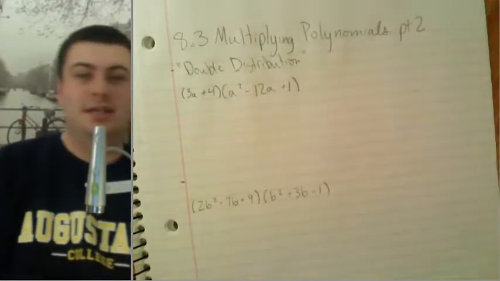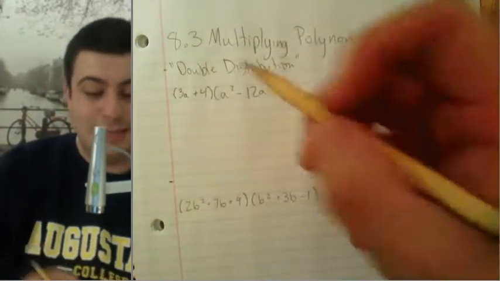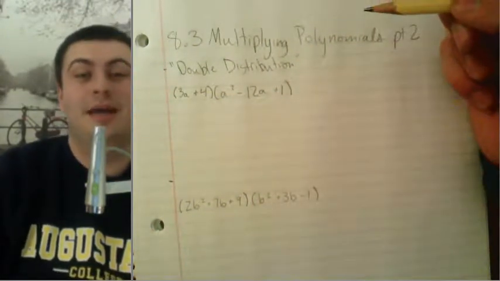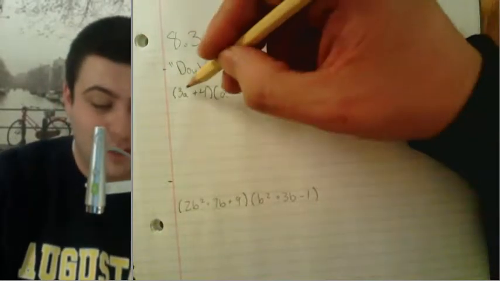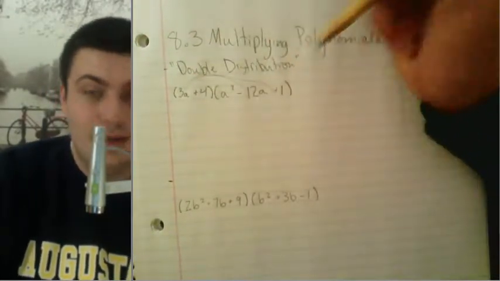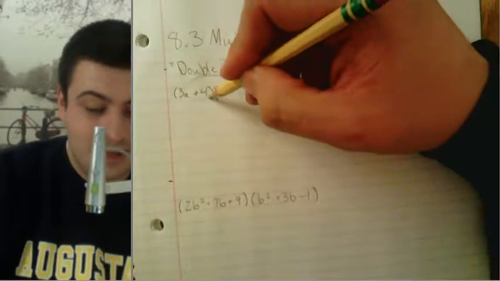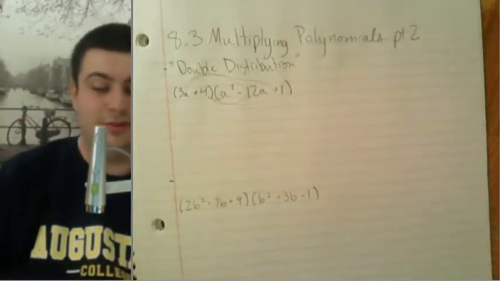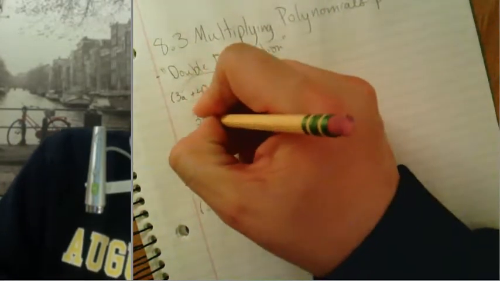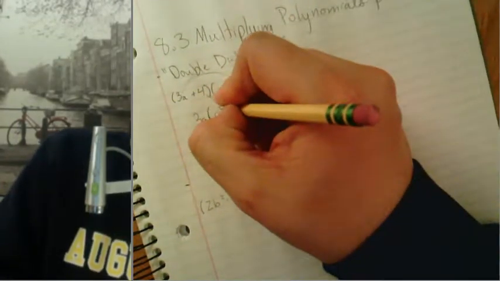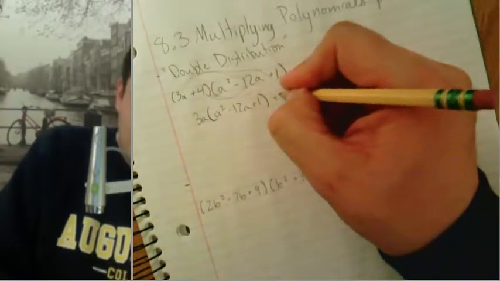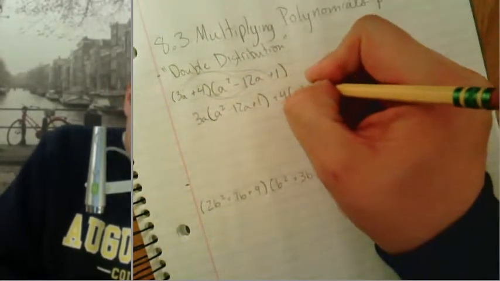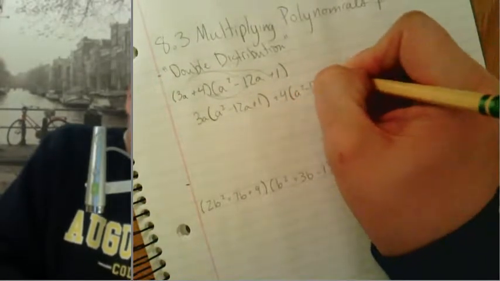Double distribution. And what do I mean by this? We're going to take this binomial, 3a plus 4, and distribute both of those terms over a squared minus 12a plus 1. So we're going to do 3a, distribute that over all three terms, and 4, and distribute that over all three terms. So we could also write it as 3a times (a squared minus 12a plus 1) plus 4 times (a squared minus 12a plus 1).